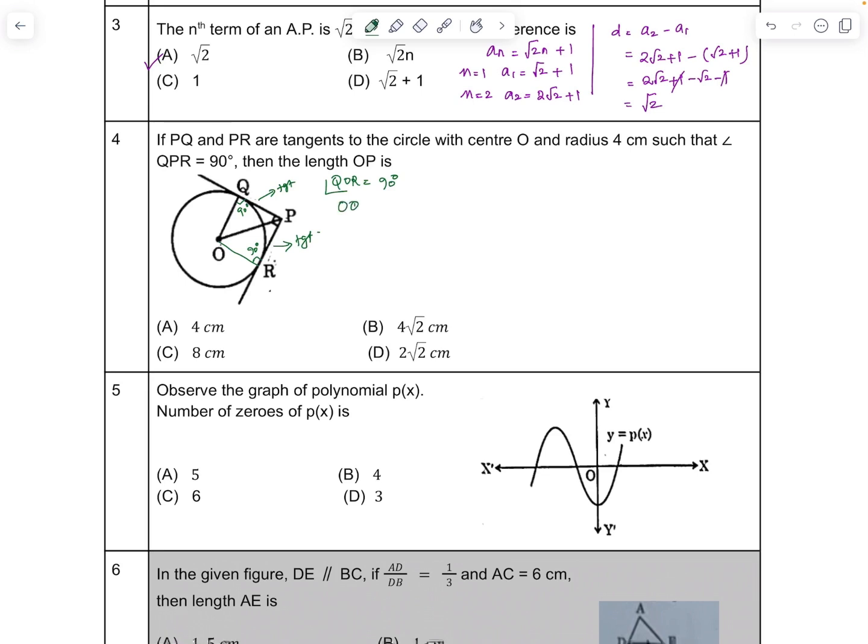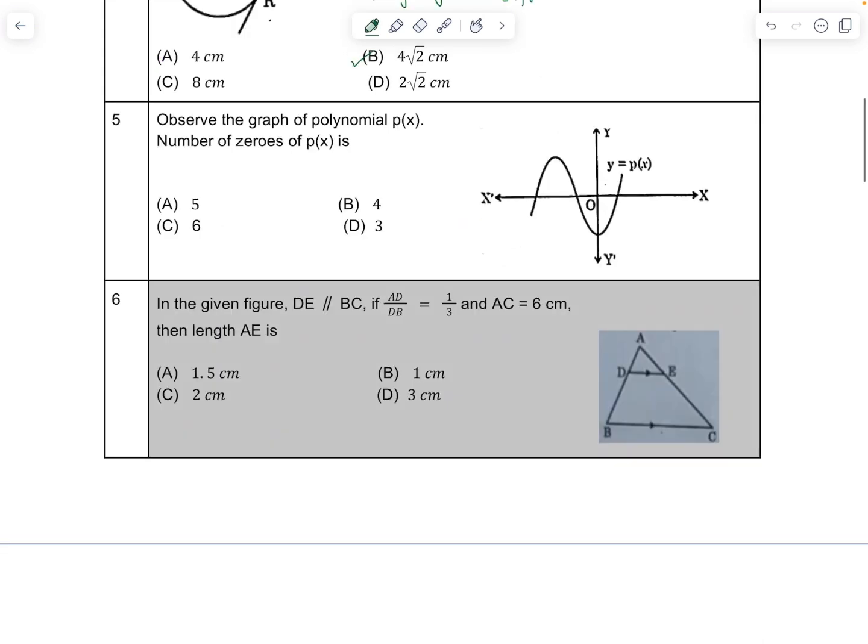So this quadrilateral OQPR becomes a square, which means OP is a diagonal. The length of the diagonal of a square is a root 2. a is the side, which is 4, that is 4 root 2 centimeter. So the answer is option B. Question 5. Observe the graph of the polynomial p of x. Number of zeros of p of x is. This graph cuts the x-axis at 3 different points. So the number of solutions is 3. Option D is the answer.